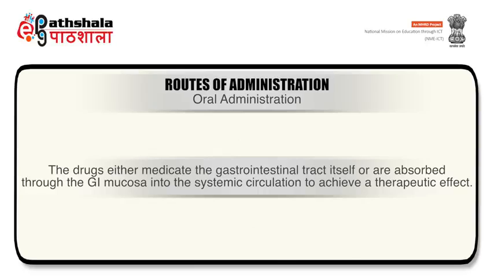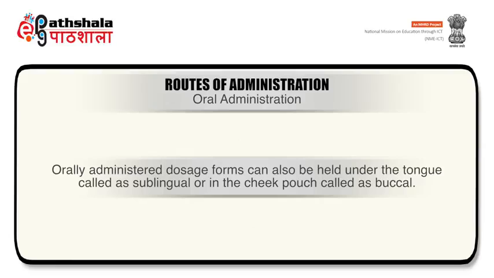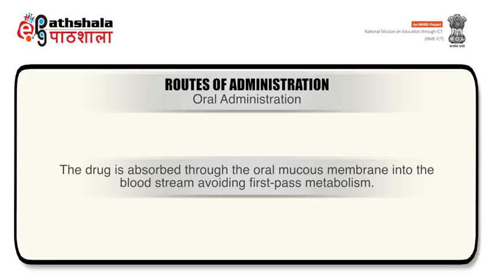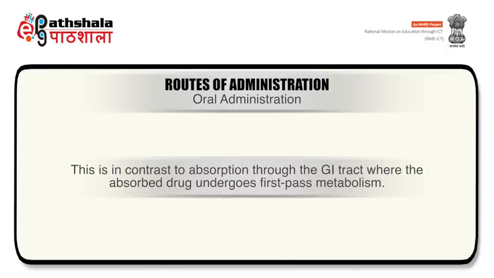Orally administered dosage forms can also be held under the tongue, called as sublingual, or in the cheek pouch, called as a buccal. The drug is absorbed through the oral mucous membrane into the bloodstream, avoiding first pass metabolism. This is in contrast to absorption through the GI tract, where the absorbed drug undergoes first pass metabolism.